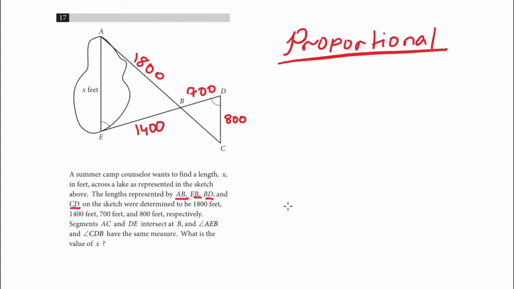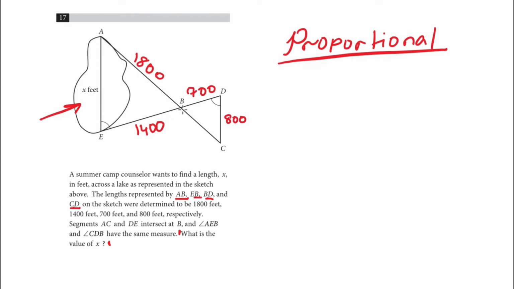Now that we have labeled, we need to read the question, and the question actually starts right here. What is the value of x, right? So this is what we're asked for. We're asked to find the value of x. How many feet is this segment here?